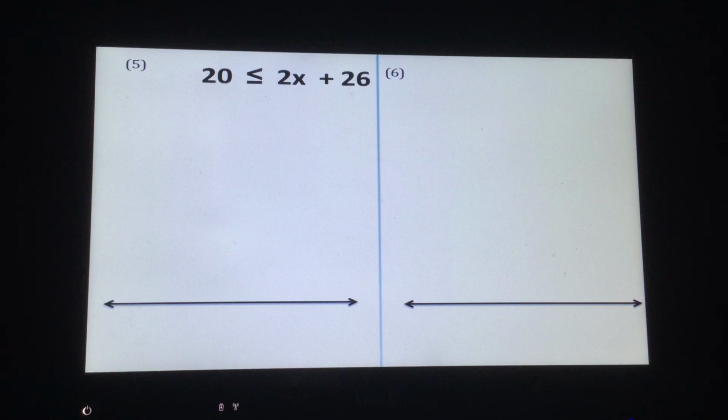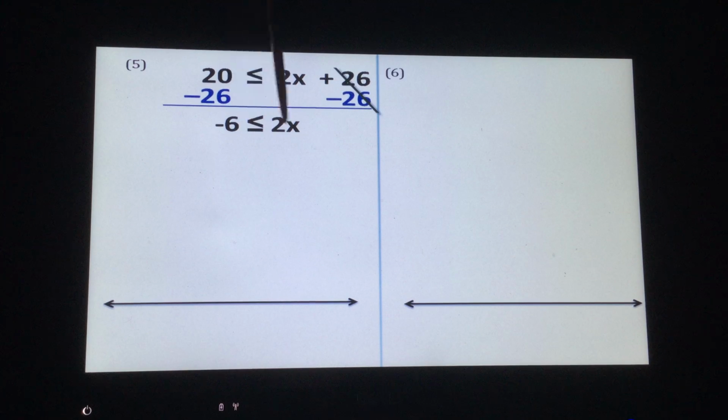All right, guys. So again, hopefully you got that correct. If you didn't, it's okay. Let's go ahead and talk about it. So first thing I'm going to do is subtract 6 from both sides. The 6's cancel. So I'm going to have over here 20 minus 6, excuse me, 20 minus 26 is -6. -6 is less than or equal to 2x.